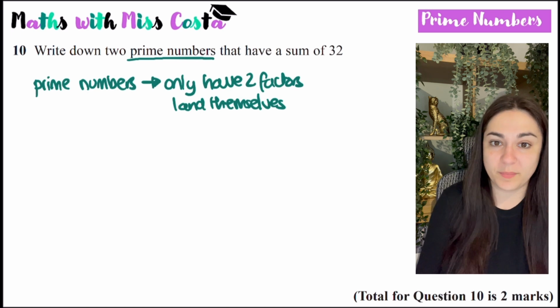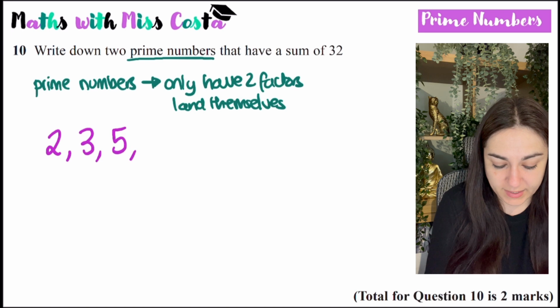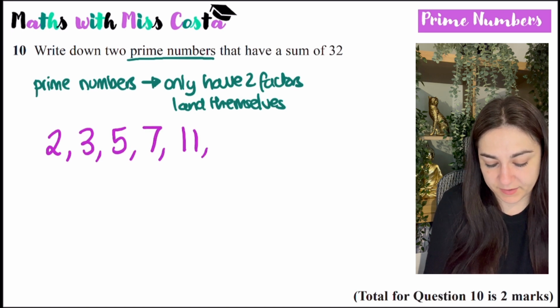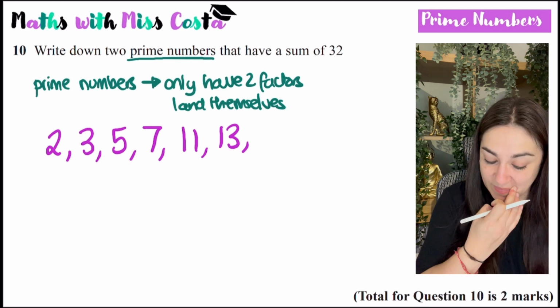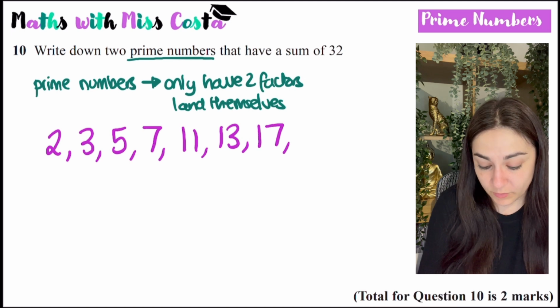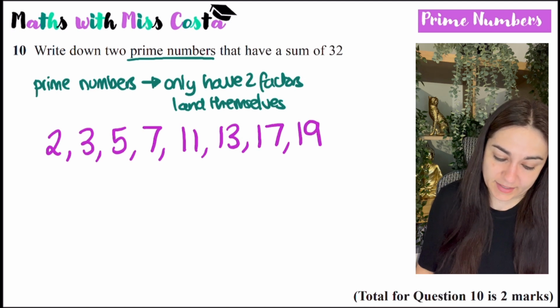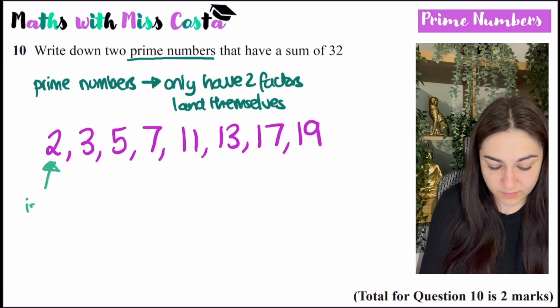So the first prime numbers, and these are things that you should know off by heart, are 2, 3, 5, 7, 11, 13, and the next few are probably numbers that you might have to think about, but these first few certainly you should know off by heart. Then we've got 17, 19, and it's most likely going to be some combination of any of these. The 2, just to remind you, is the only even prime number.